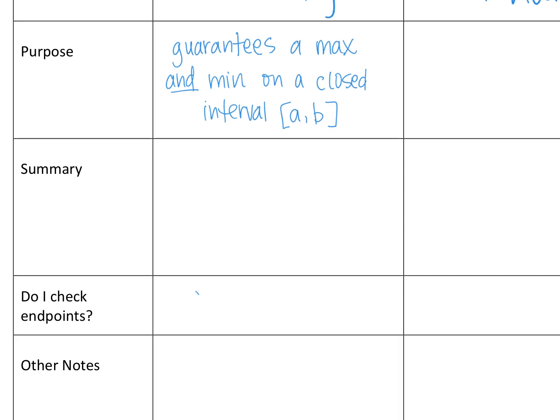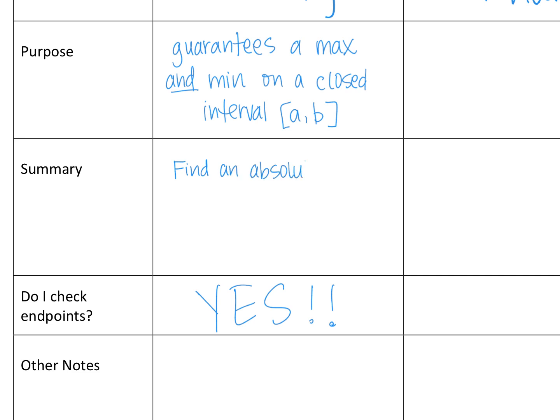So let's jump down. Do I check endpoints? Yes. Anytime you are asked for an absolute max or min, that's the EVT, and you have to remember to check the endpoints. If the endpoints are candidates, the interval will be closed. That's a huge clue too. When the endpoints include less than or equal to or greater than or equal to, you've got to check those endpoints.